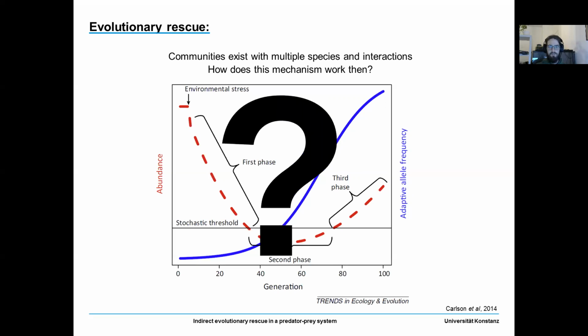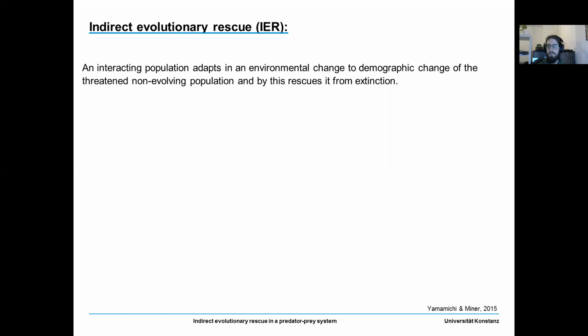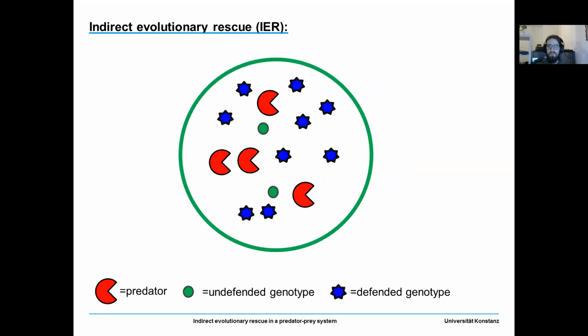A possible mechanism there was described in a modeling paper by Yamamichi and Miner, where a threatened population is saved from extinction through the adaptation of a non-threatened interacting population. For example, we have a predator-prey system where we have a single predator and a prey population consisting of an undefended genotype and a highly defended genotype, which is connected to a trade-off in the growth rate.